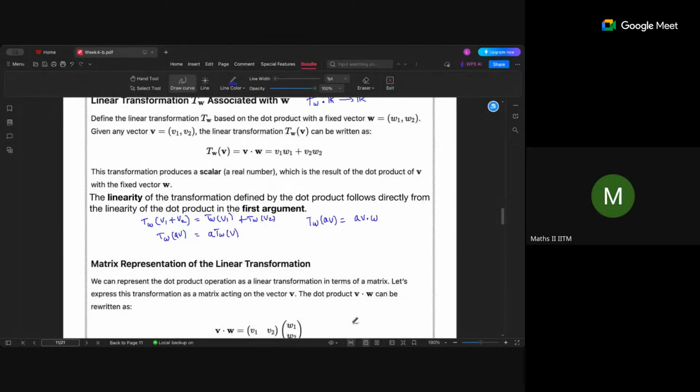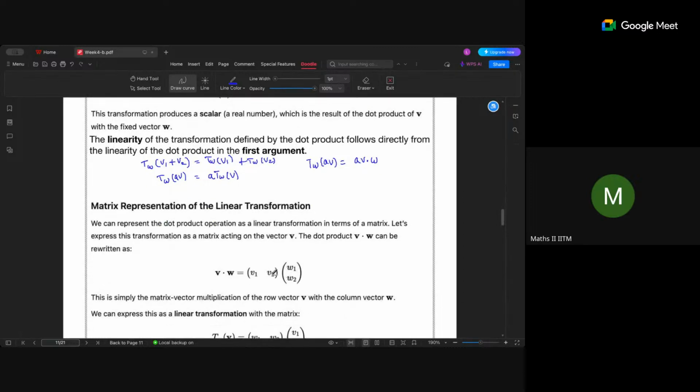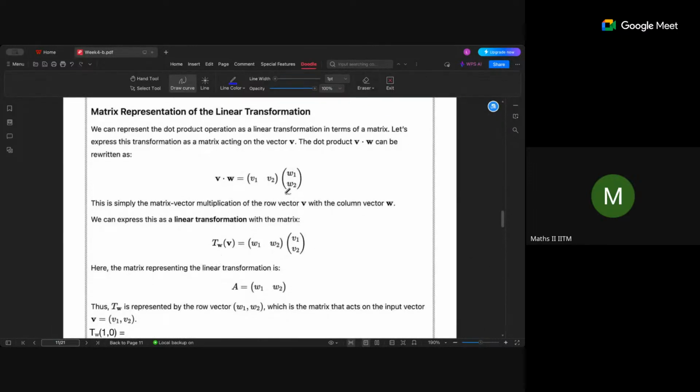All right. So once you have a linear transformation, you know that there will be a matrix representation. So what is the matrix representation of this particular linear transformation? V dot W means this is what you are having. When you write this as a linear transformation with a matrix, you can take this form. Both are the same, right? What is the dot product of these two? When you multiply, you get V1 W1 plus V2 W2. Here also you can see that it is the same: W1 V1 plus W2 V2. Nothing has changed. Correct? Okay.